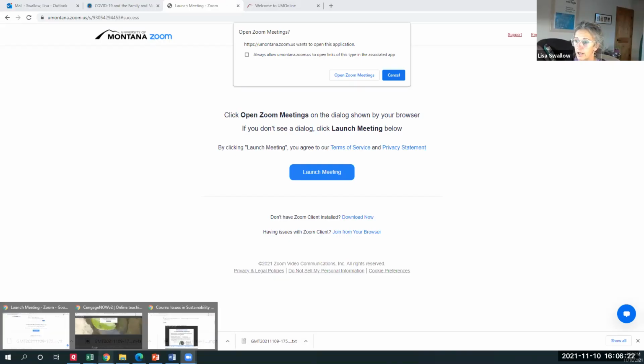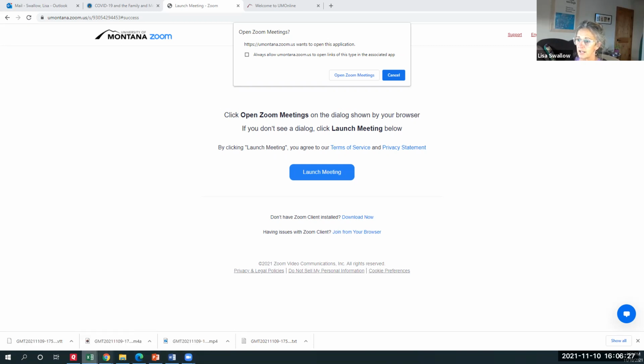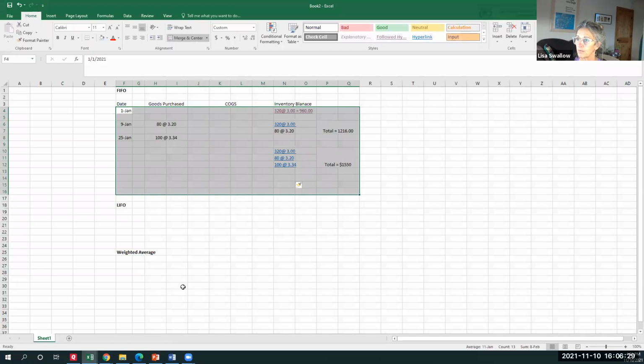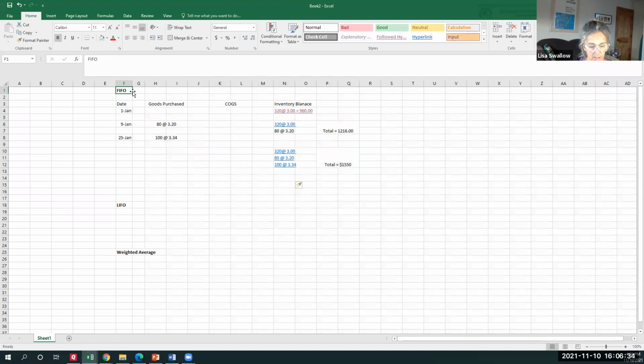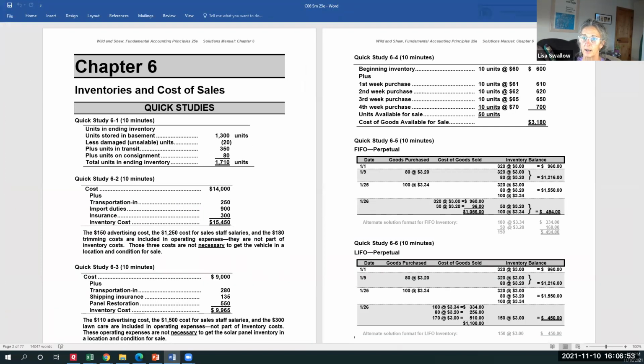And let me just pull you over here so that you can see what we're doing. So again, this is QS 6-2. I'm going to just do it from the book, and then the rest of them I'm going to work through with you on the spreadsheet. So the first question here is, I got a car for $14,000, free on board shipping point.